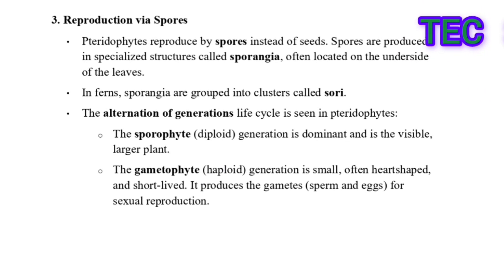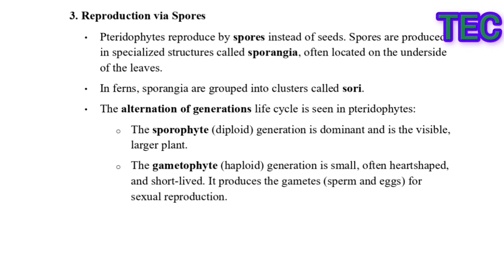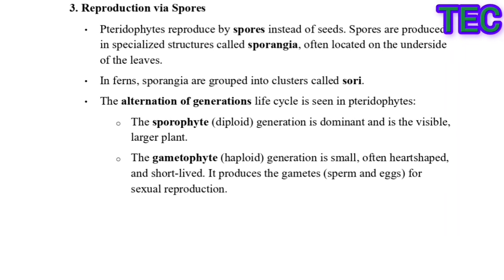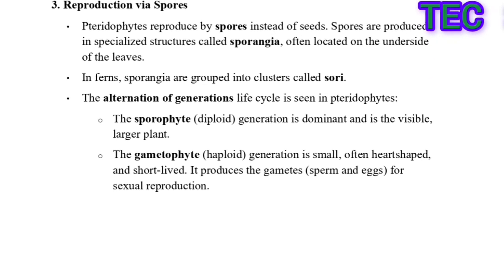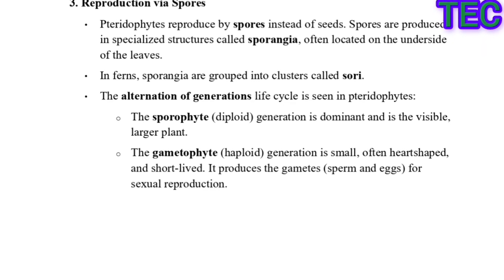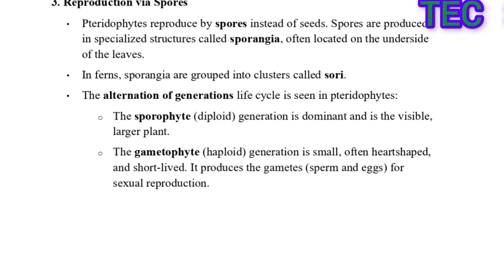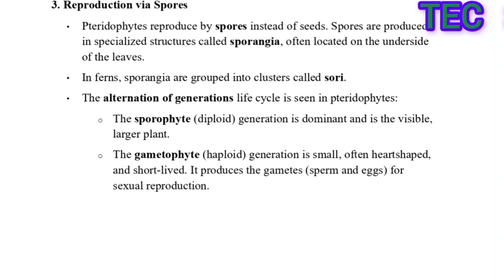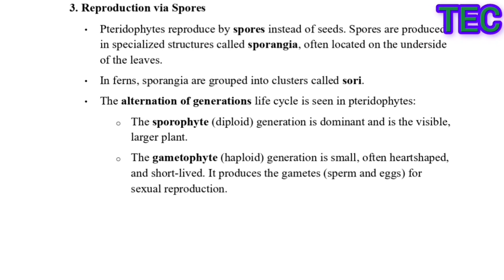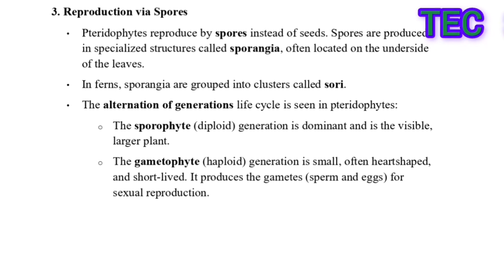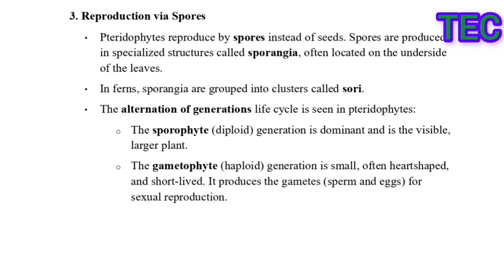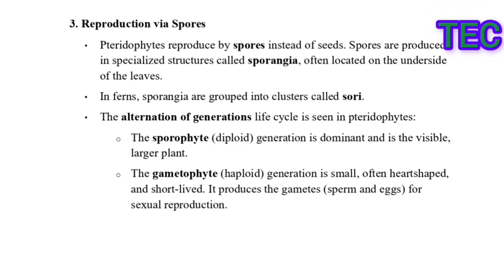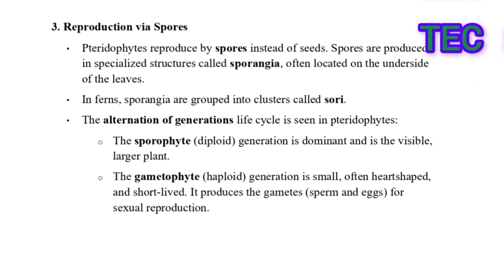Another feature here is reproduction via spores. Pteridophytes reproduce by spores instead of seeds. Spores are produced in a specialized structure called the sporangia, often located on the underside of the leaves. We will look more at that when we look specifically at reproduction in plants. We'll look at all those structures. In ferns, sporangia are grouped into clusters called the sori.